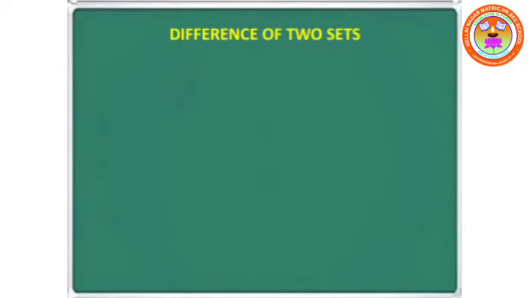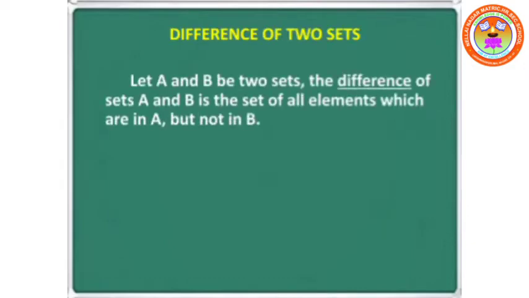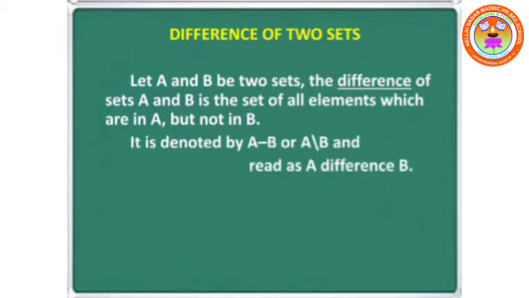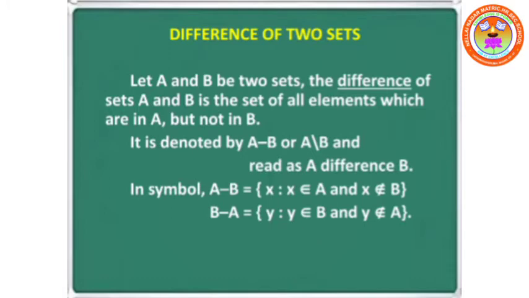Next one, difference of two sets. Let A and B be two sets. The difference of sets A and B is the set of all elements which are in A but not in B. It is denoted by A minus B or A difference B. How do we read this? A difference B. In symbols, A minus B is equal to the set of all x such that x belongs to A and x doesn't belong to B. Suppose you want to find B minus A, it means the set of all y such that y belongs to the first set B and y doesn't belong to the second set A.